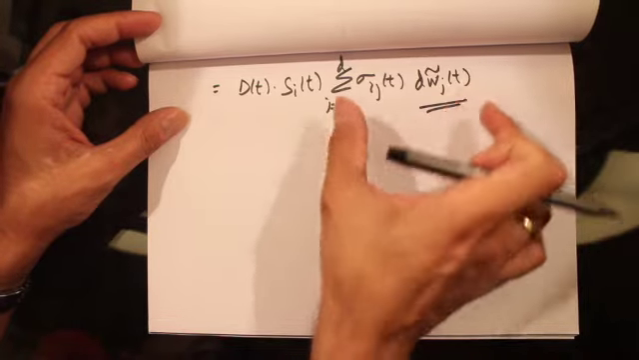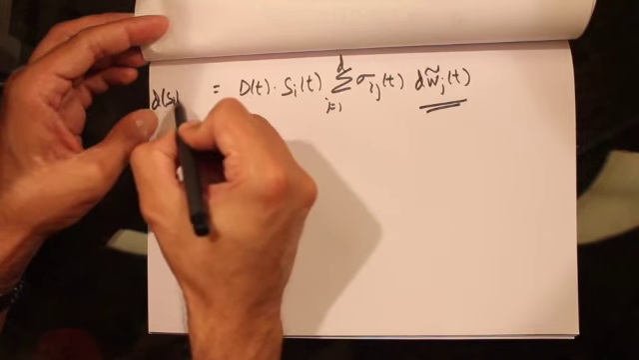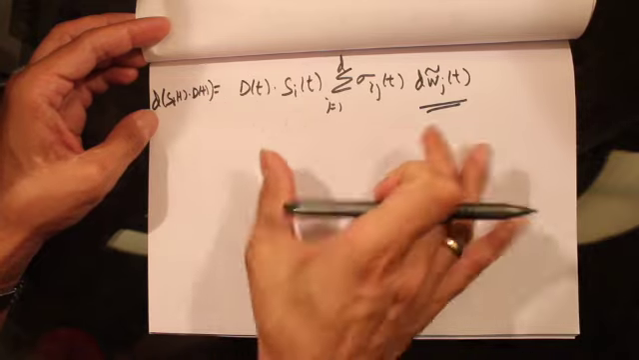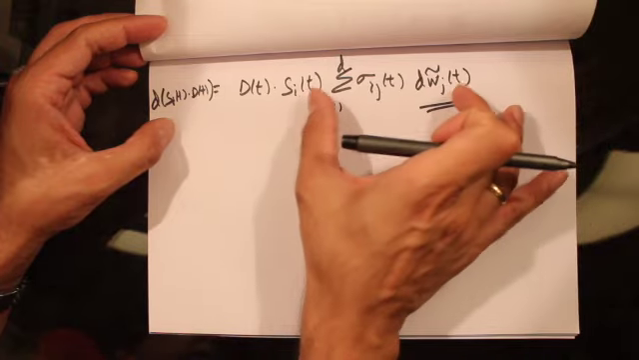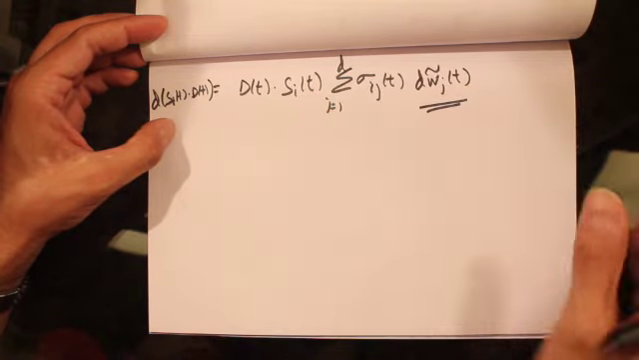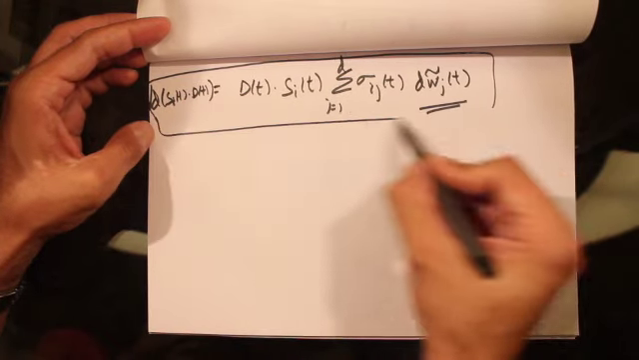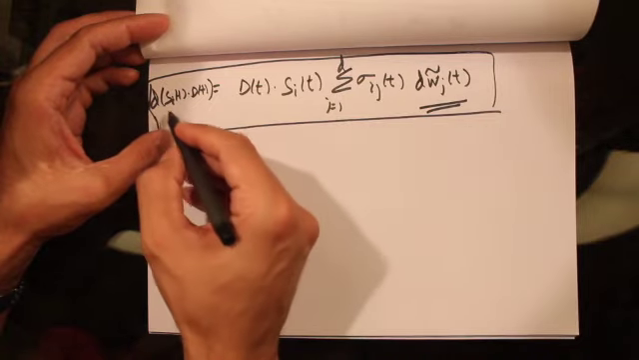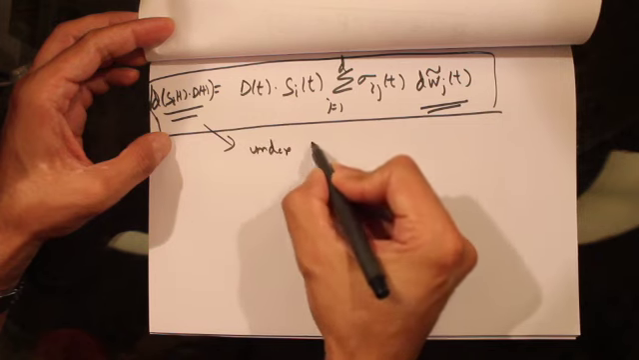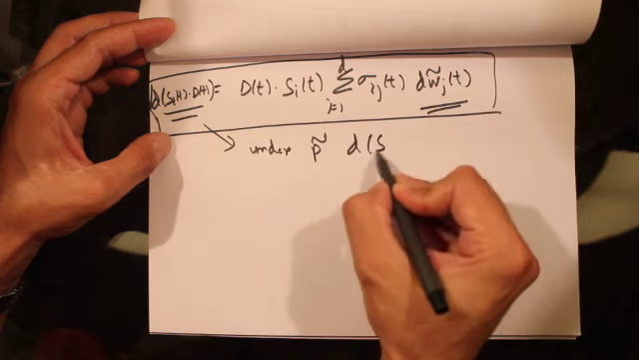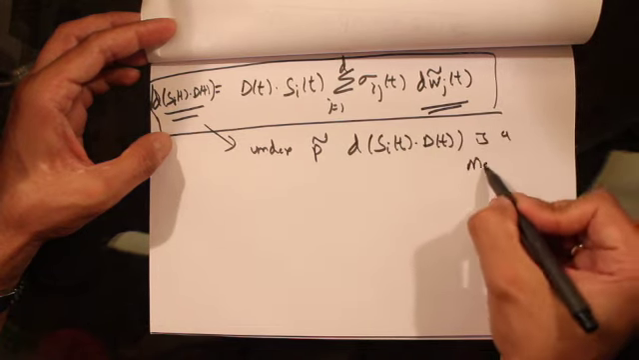If this is a Brownian motion, then the discounted stock process would be a sum of various Ito integrals, and since Ito integrals are martingales, we have shown that under P tilde the discounted stock process is a martingale.